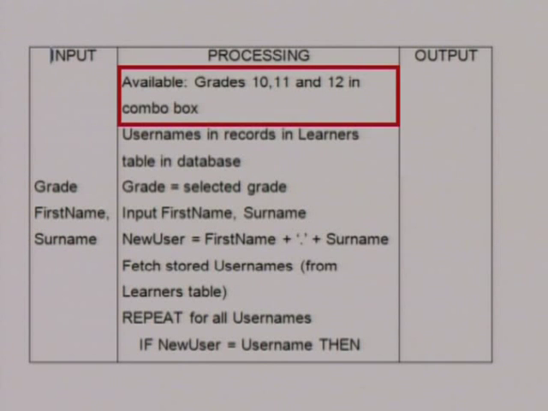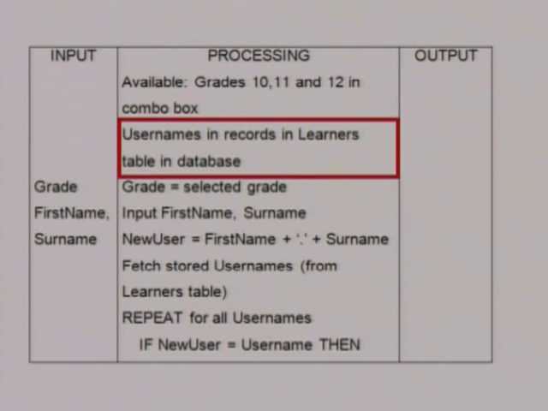Then add the available data items. The grades must be available for the user to select from. You should mention the GUI component, the combo box, so that it is clear where the data will come from. Here it says we must fetch stored usernames from the learners table, so the usernames must also be available.